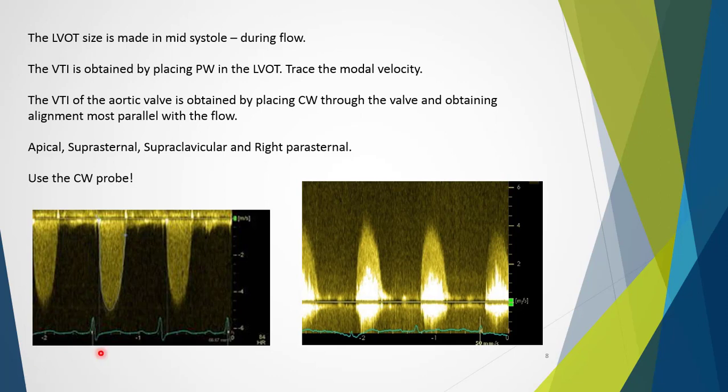In this example here, we can see something that's been obtained from an apical window, where we've got a downward directed flow. And on the one on the right here, we can actually see a forward directed flow, as we'd expect to see from a right parasternal window.